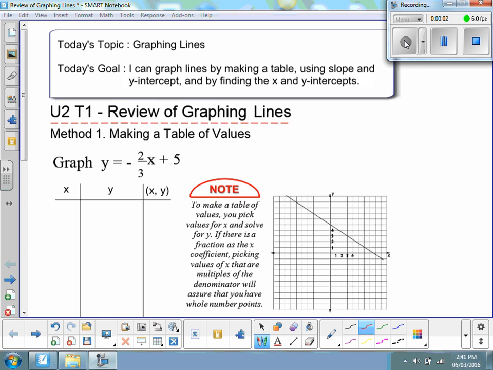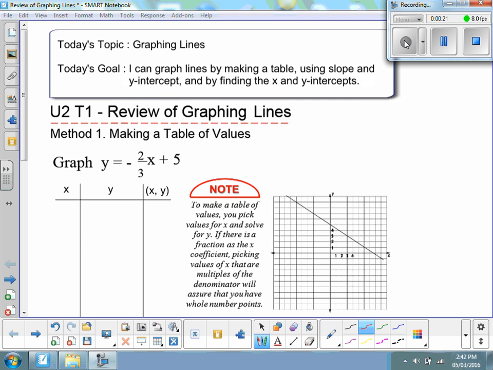So welcome to Unit 2, Analytic Geometry. Today we're going to be taking a look at graphing lines. And you've done work with graphing lines before, but we're going to review this. So your goal today is: I can graph lines by making a table using slope and y-intercept and by finding the x and y intercepts.